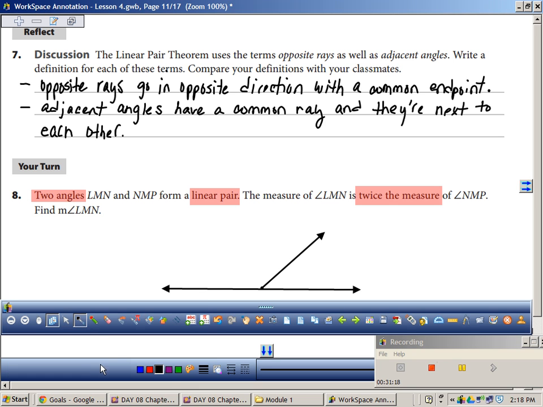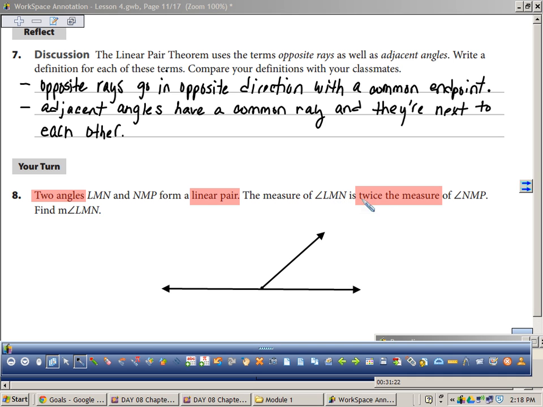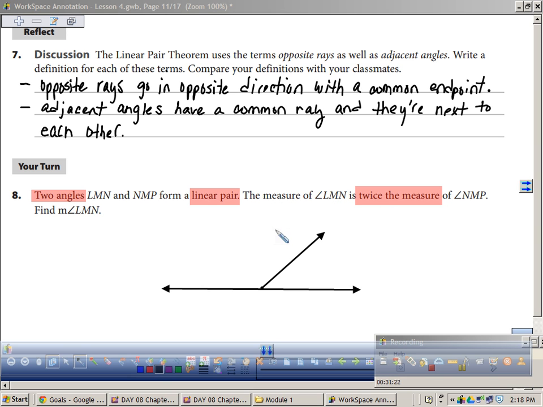All right, let's label. Which one is twice the size? LMN or NMP? LMN. So shouldn't I label this side LMN? Okay, so let's do that. L. M. N.